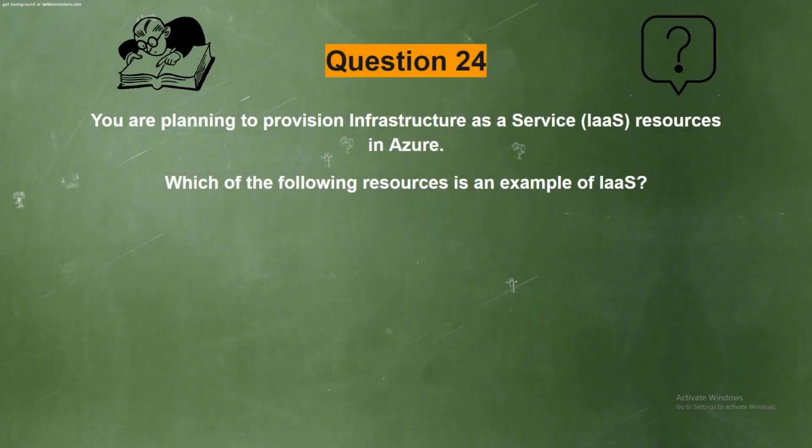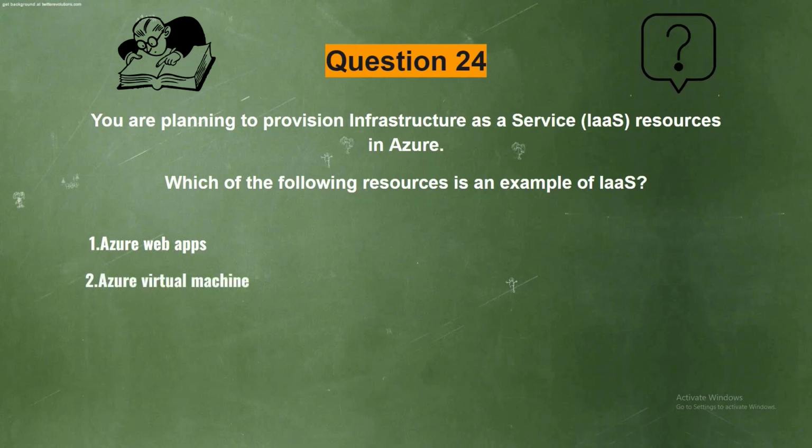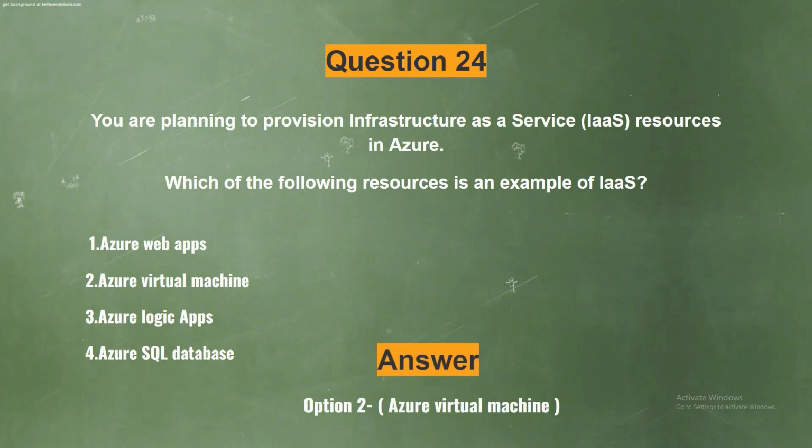Question 24. You are planning to provision infrastructure as a service resources in Azure. Which of the following resources is an example of IaaS? And the options are option 1, Azure Web Apps. Option 2, Azure Virtual Machine. Option 3, Azure Logic Apps. And option 4, Azure SQL Database. And the answer is option 2.